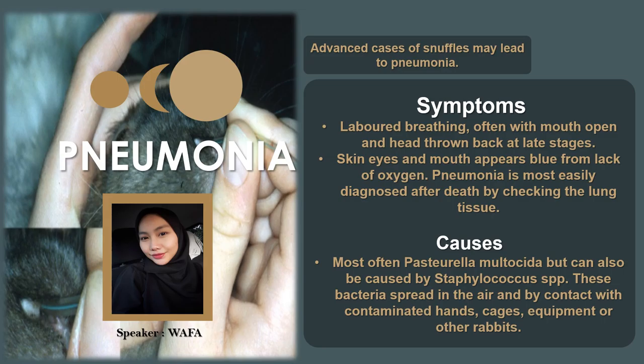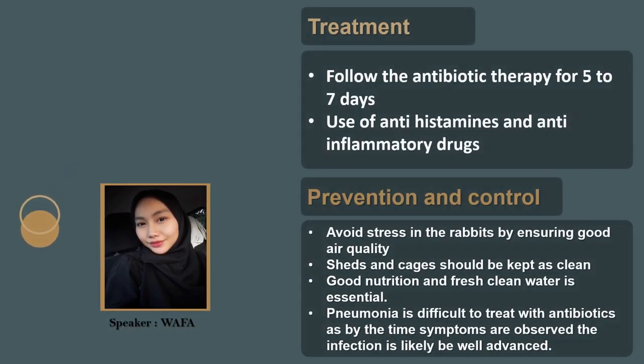Causes: most often Pasteurella multocida, but it can also be caused by Staphylococcus species. This bacteria spreads in the air and by contact with contaminated hands, cages, equipment or other rabbits. Treatment: follow antibiotic therapy for 5 to 7 days and use antihistamines and anti-inflammatory drugs. Prevention and control: avoid stress in the rabbits by ensuring good air quality. Sheds and cages should be kept clean.